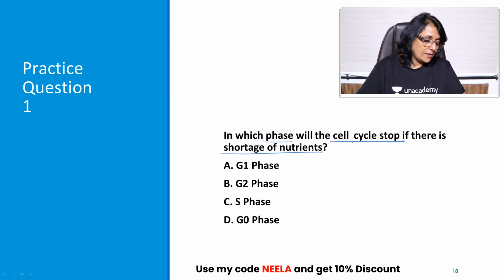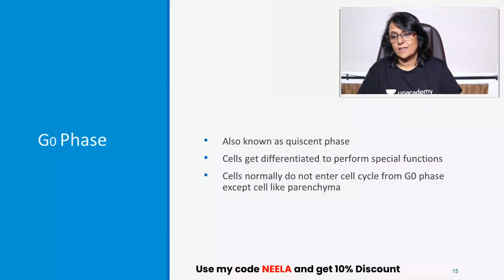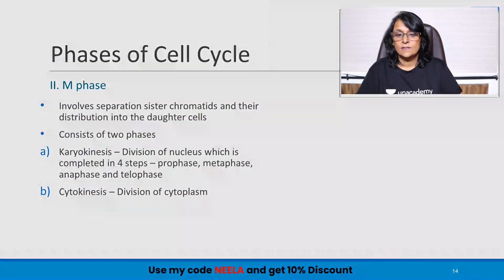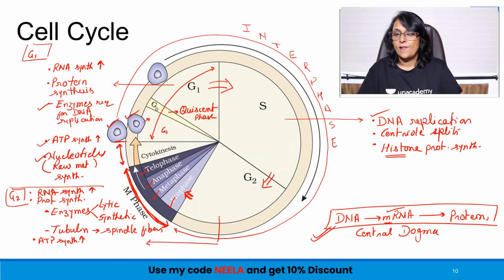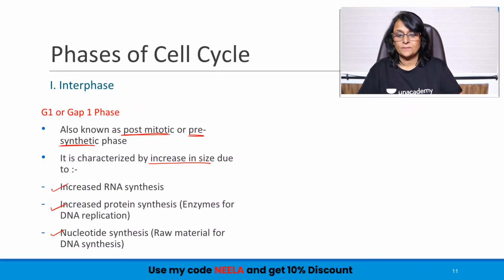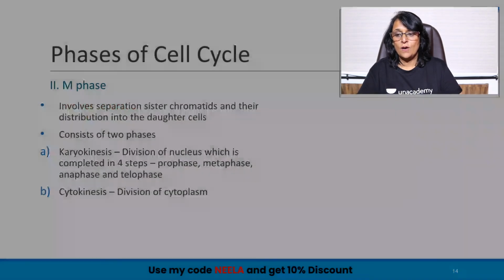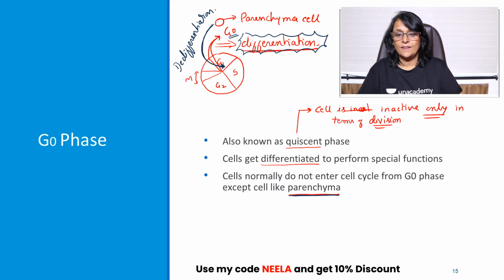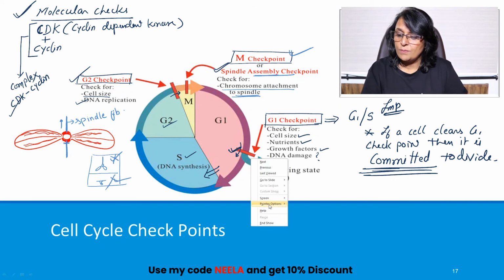Before I give you the answer, let me take you back to the place where we have written this. This is what we were talking about when we were talking about the cell cycle and its phases. All the changes which you saw. We have written everything here, G0. Okay. Do you see something written here?